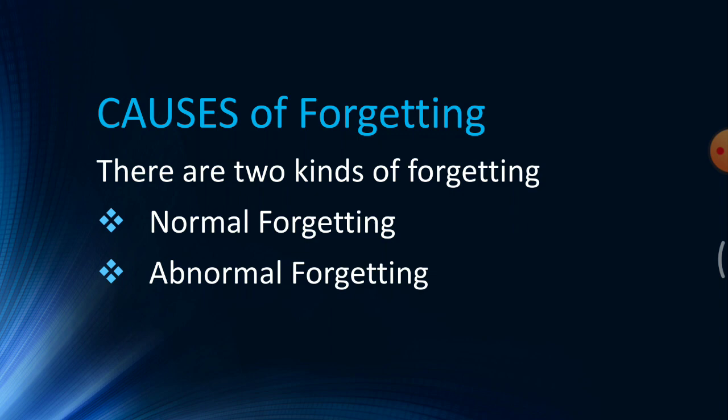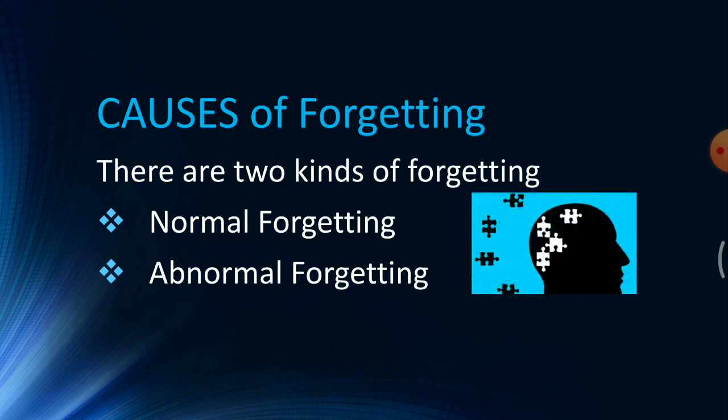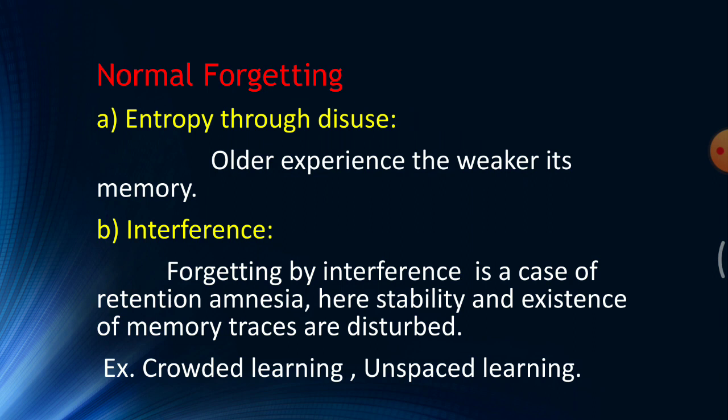And causes of forgetting. There are two causes for forgetting. They are normal forgetting and abnormal forgetting. Normal forgetting. Atrophy through disuse. The older the experience, the weaker its memory.